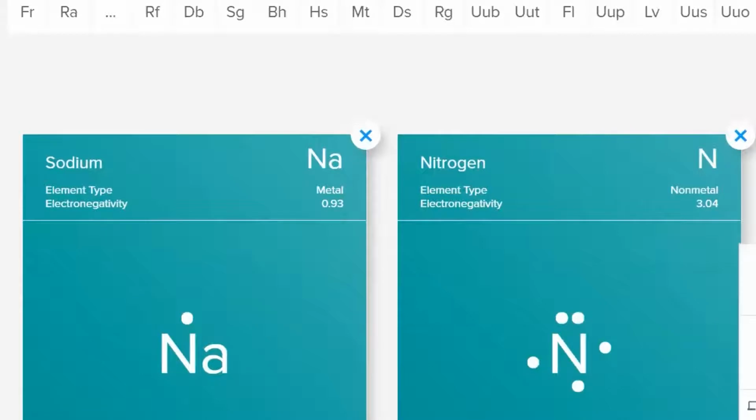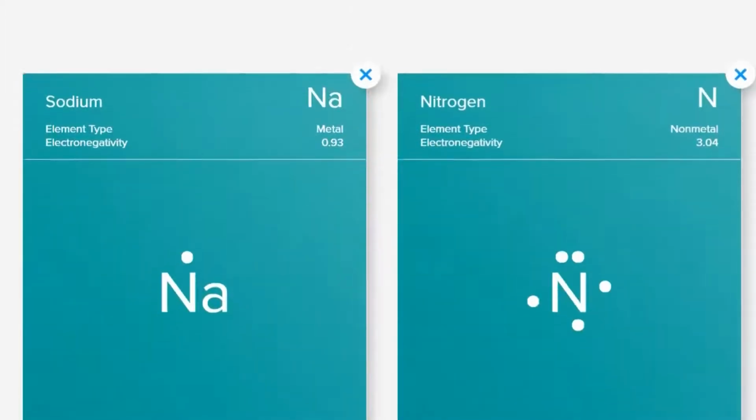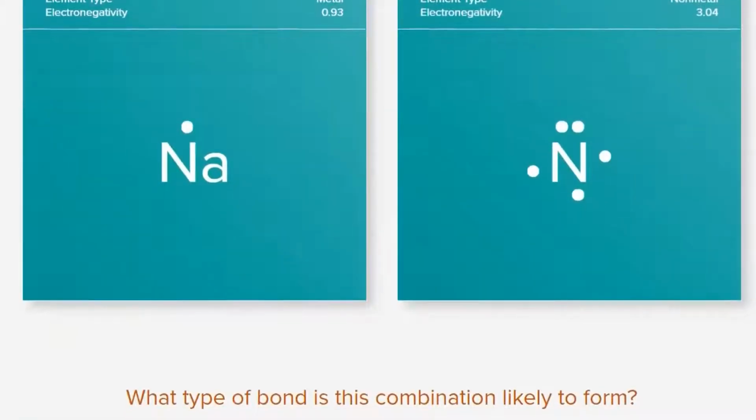This kind of arrangement, when one element is giving up an electron and the other element is stealing, the electrons aren't being shared. One is being lost and the other is just taking it in a greedy fashion. And so this is an ionic bond, because in an ionic bond, the electrons aren't shared. Instead, they are stolen.